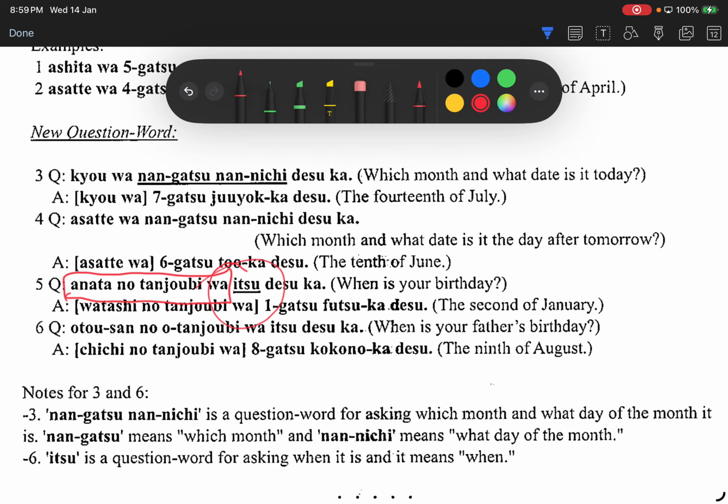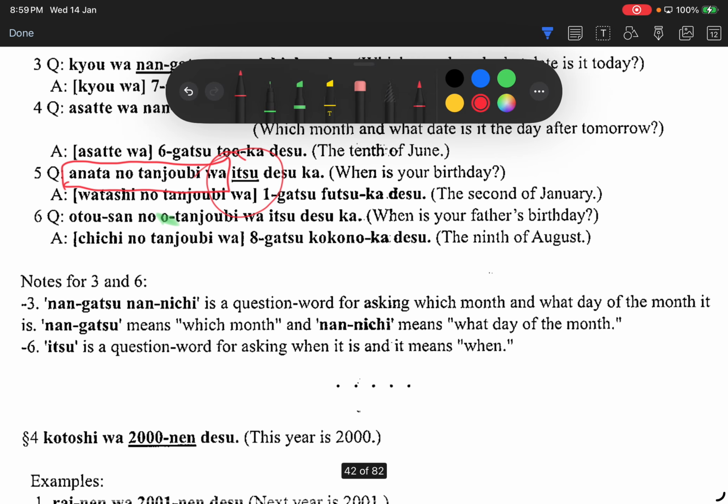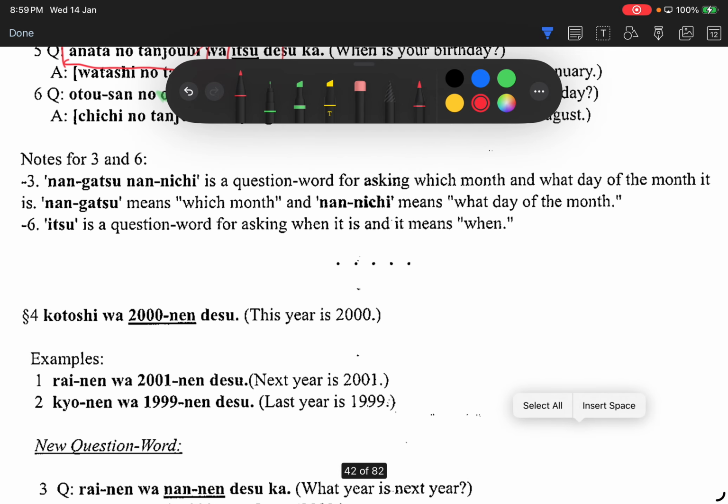Okay, and then let's talk about number 6. お父さんの誕生日は? Okay, he didn't say 誕生日, he said お誕生日. The O is just a polite marker, just to make the entire sentence sound more polite. お誕生日. So お父さんのお誕生日はいつですか? いつですか? When is it? Any questions for this part?